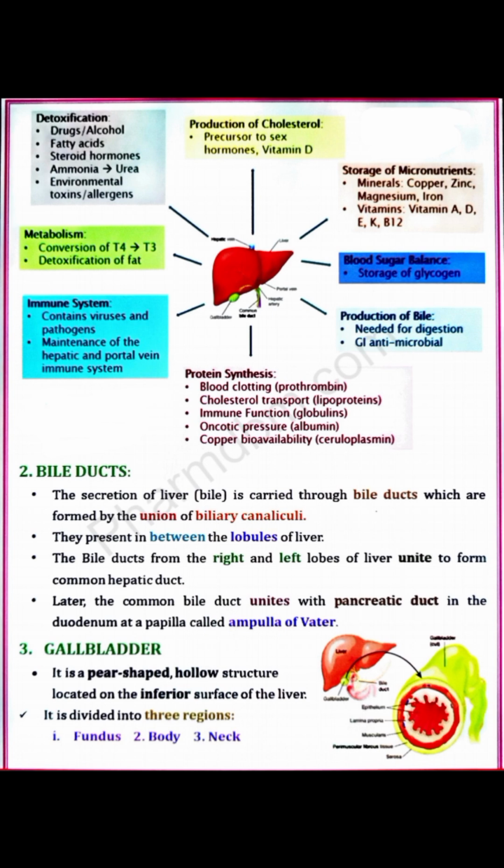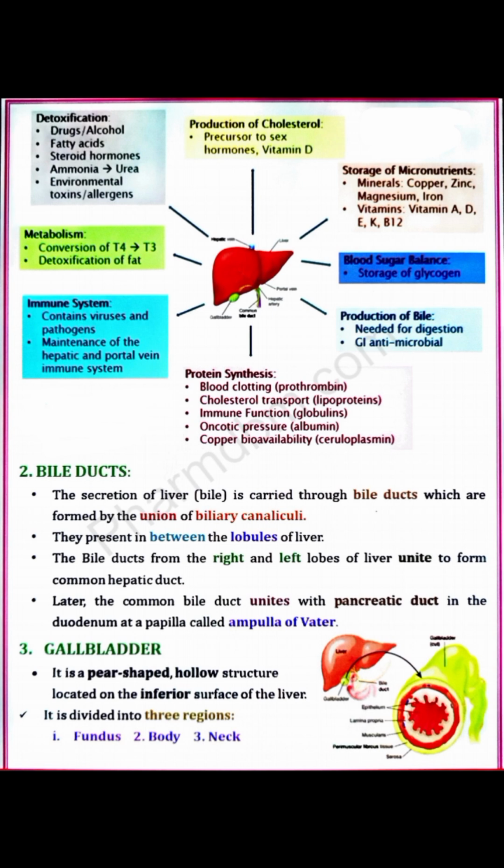Next, bile ducts. The secretion of liver bile is carried through bile ducts, which are formed by the union of biliary canaliculi. They are present in between the lobules of the liver. The bile ducts formed from the right and the left lobes of the liver unite to form the common hepatic duct. Later, the common bile duct unites with the pancreatic duct in the duodenum at a papilla called the ampulla of Vater.